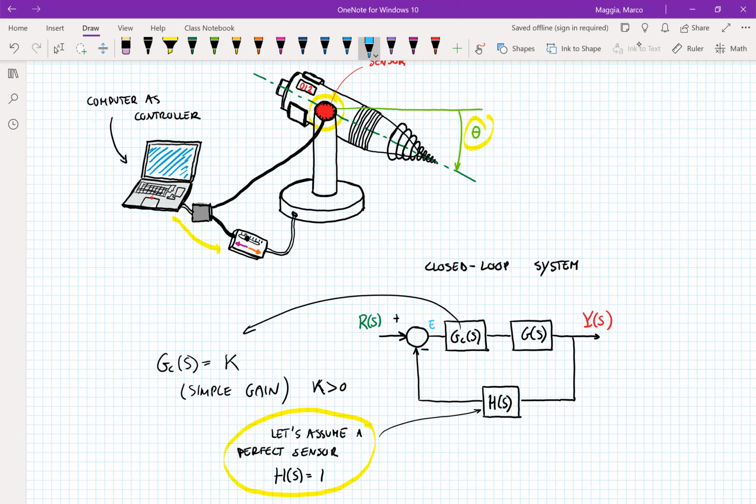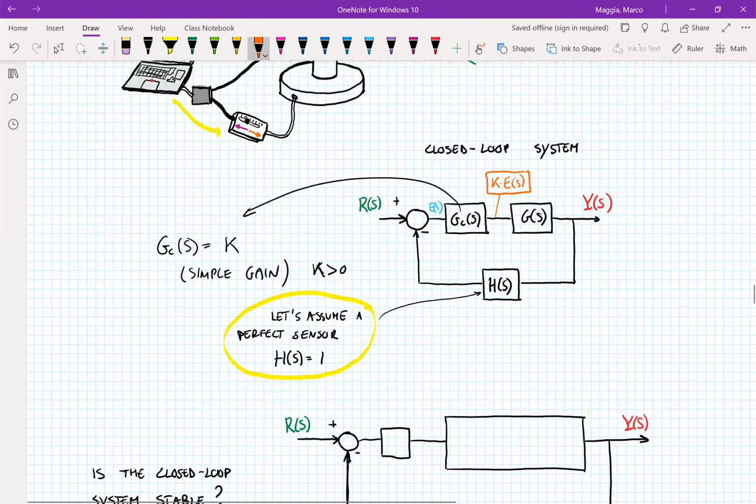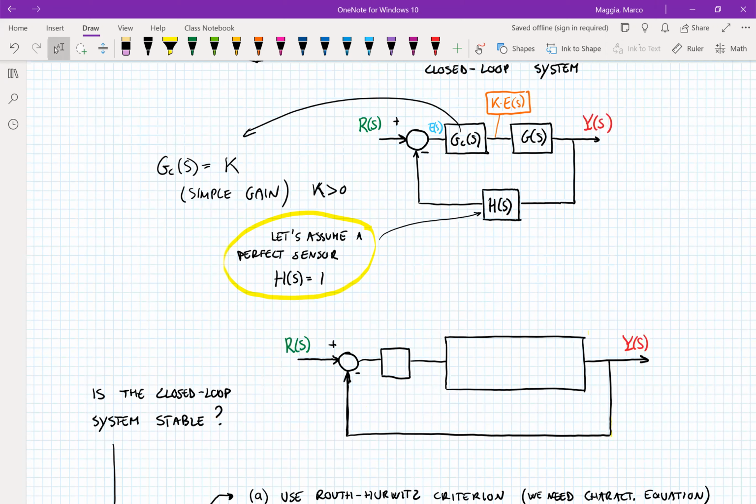So, k being a constant, remember, the signal after the junction was the error. So the control input is going to be k times e of s. That's why it's a proportional controller, because the control input is proportional to the error, it is k times e of s. All right, so with these assumptions, let's rewrite the closed loop system. Now, instead of g of c, we simply have k, and we can substitute g of s with the expression that we already had.